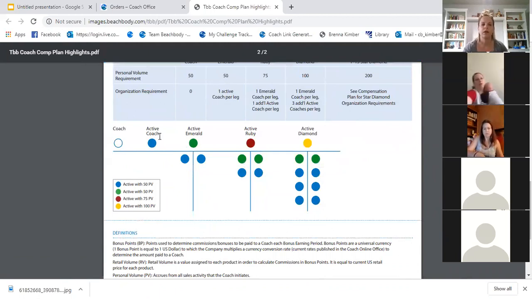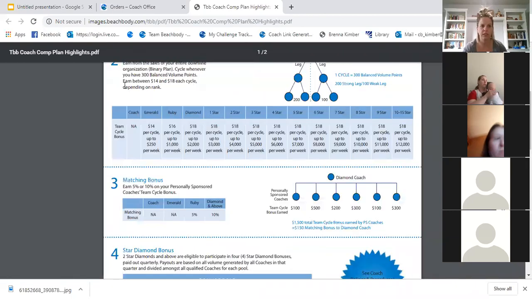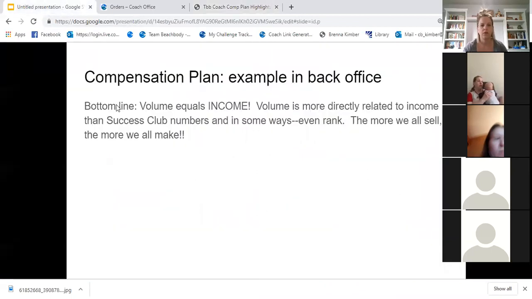So if you just signed up, which I know Maddie, I think this is her first team call, she is an active coach right now. She just signed up. If you're an Emerald, that means you've got 2 coaches, 1 on each side. Ruby means you've got 4 coaches, and 2 of them are Emeralds, so they've got 2 coaches under them. And then Diamond, you have to have a minimum of 8 coaches, and 2 of them have to be Emeralds, so it would be a total of 12 coaches there. Again, this is in your back office if you want to take a look to understand that.